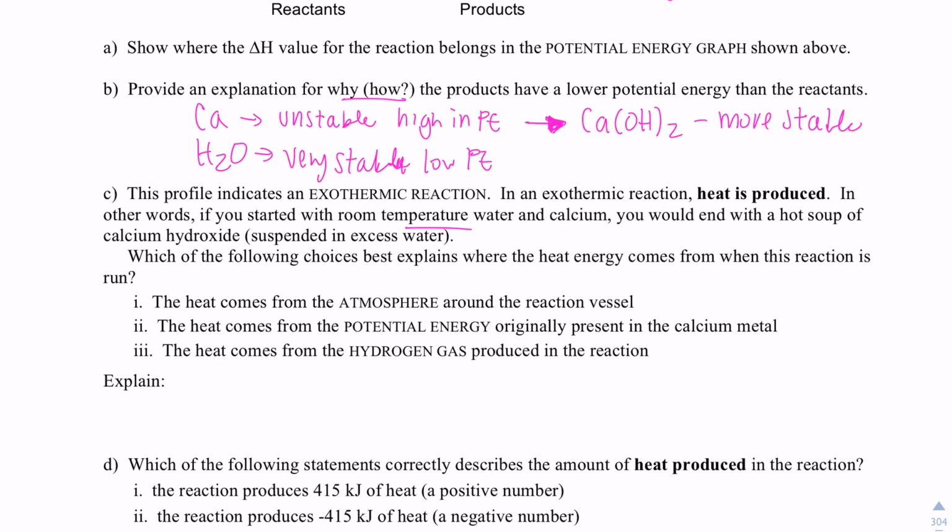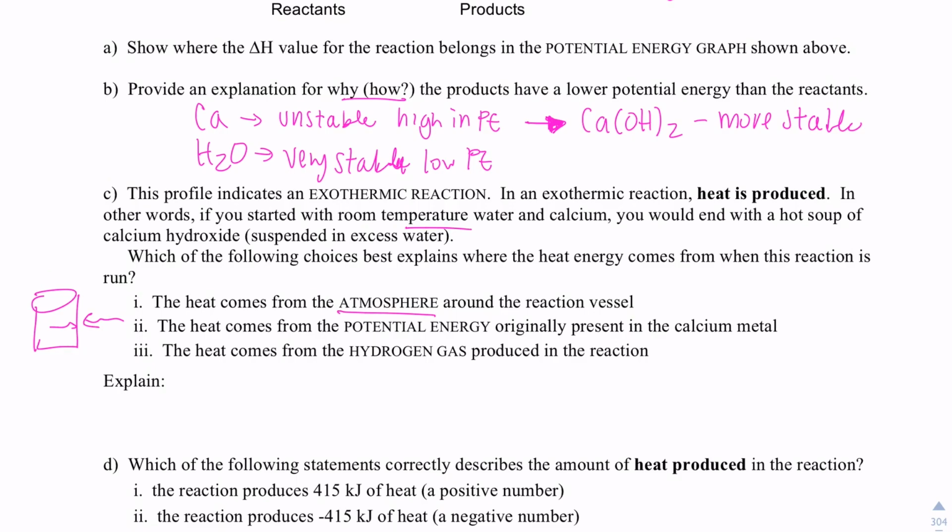So does the heat come from the atmosphere? Well, that wouldn't really make sense, because if you had a beaker just sitting there in the atmosphere, the temperature outside is also going to be the temperature inside. So there would have to be some sort of heat lamp or sudden burst of energy from the outside. So that doesn't really make sense.